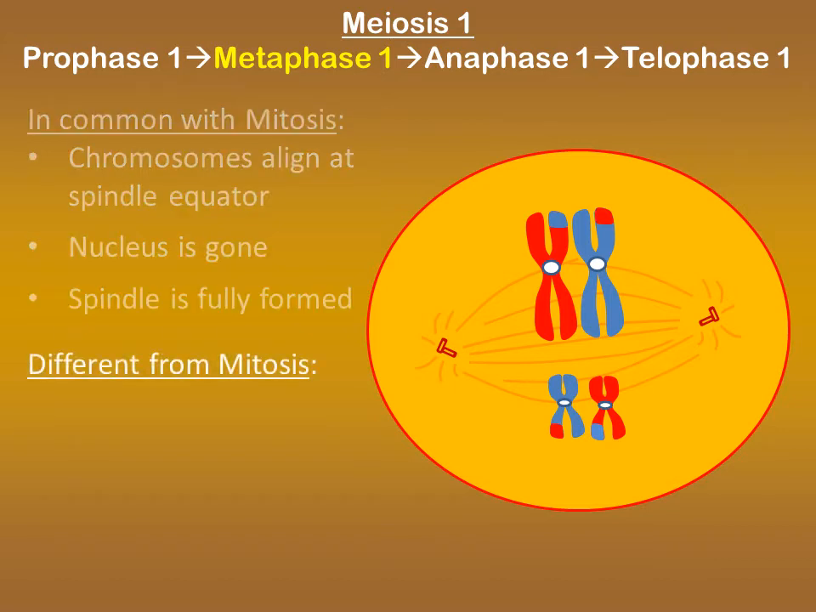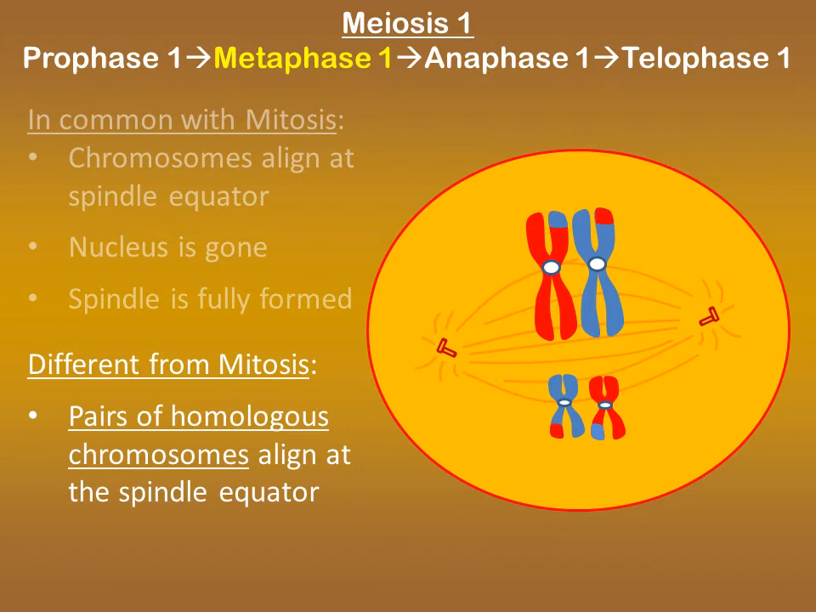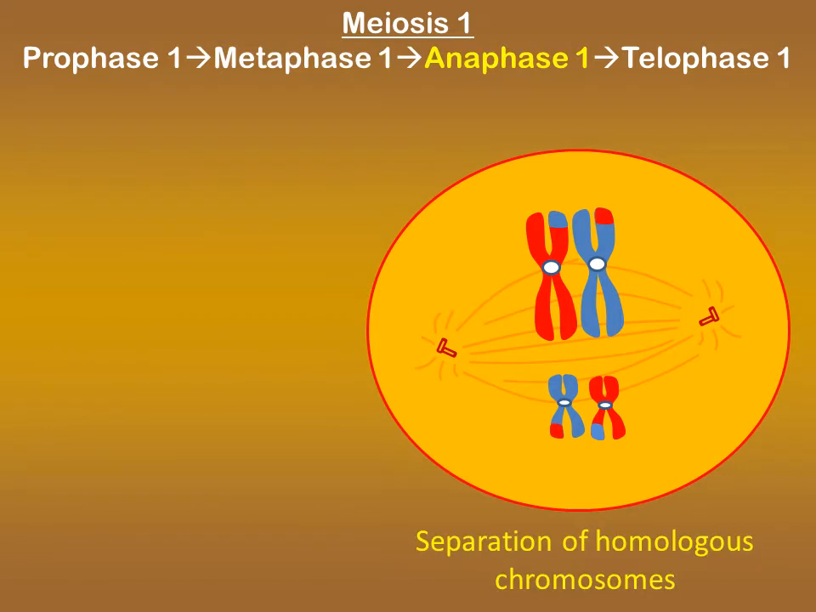However, what's different from mitosis is that instead of just lining up each individual chromosome down the spindle equator, it's the pairs of homologous chromosomes that align at the spindle equator. They found each other in the nucleus, and now these pairs lined up beside each other are what are at the spindle equator. And of course, this is in preparation for their separation.